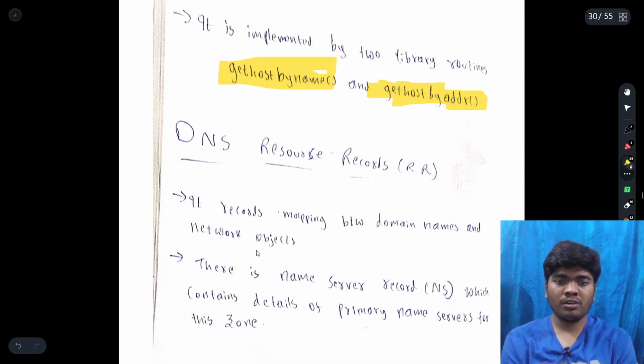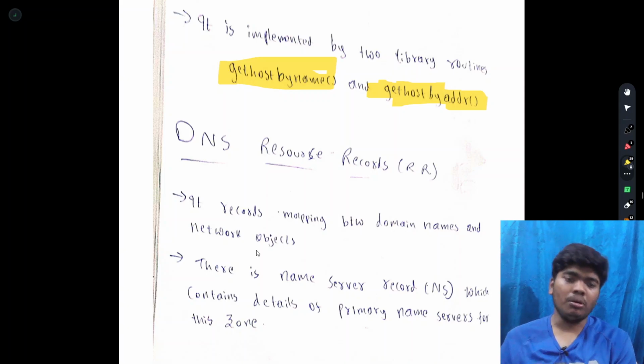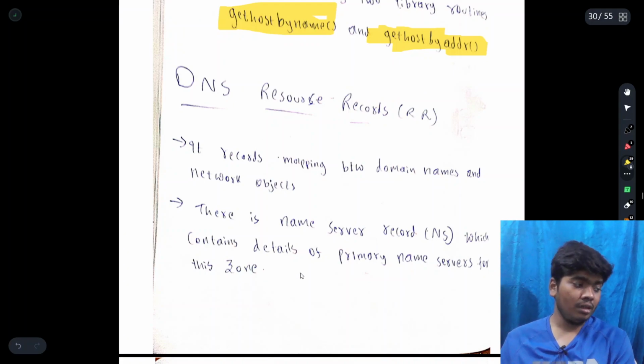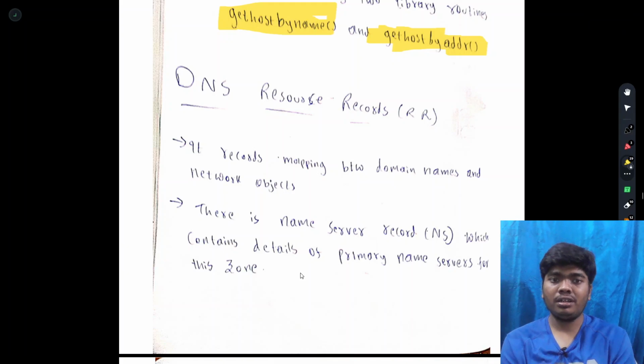So, DNS resource record. A resource record is a mapping between the domain names and network objects. This is a name server record which contains the details of the primary name servers for the zone. So all the primary name servers of the zone will be mentioned in these DNS resource records.